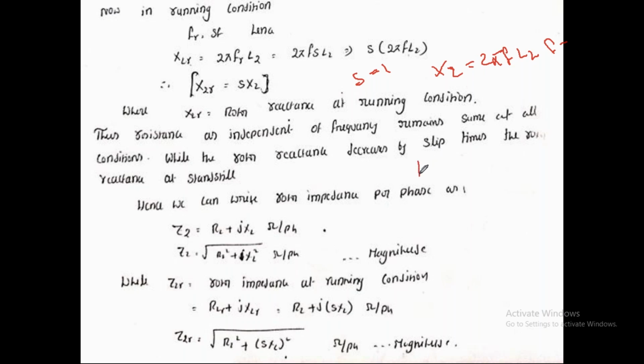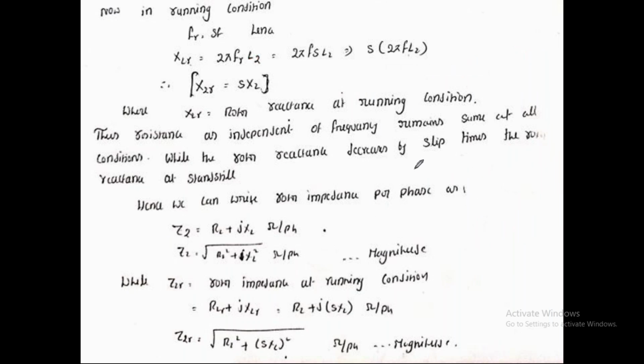But in running condition, X2R is equal to 2 pi FR L2. So now in running condition, what can we write for F? We can write SF, so 2 pi SF L2. So here it is the same, 2 pi SF. Now what we do is, X2R has an additional S here, S into X2. So this is the reactance value of starting condition.